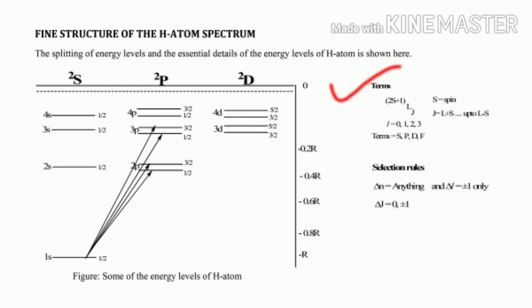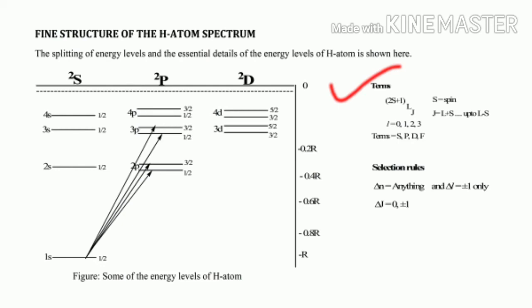For the 2P state, the value of L is equal to 1 and S is equal to half. Therefore the values of J are 1 plus half up to 1 minus half, which is 1 plus half equal to 3/2 and 1 minus half equal to half. Likewise, for the 2D term, the value of L is equal to 2 and the value of S is equal to half. So the value of J will be 2 plus half up to 2 minus half, that means 2 plus half is equal to 5/2 and 2 minus half is equal to 3/2. Therefore the P and D levels will be split into 2 microstates as shown here.